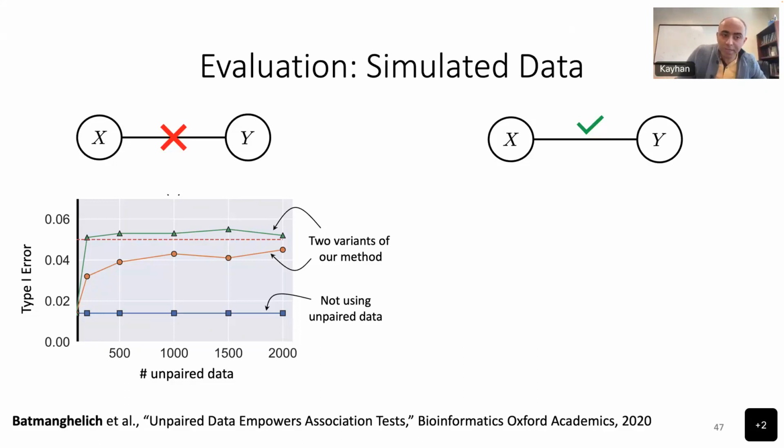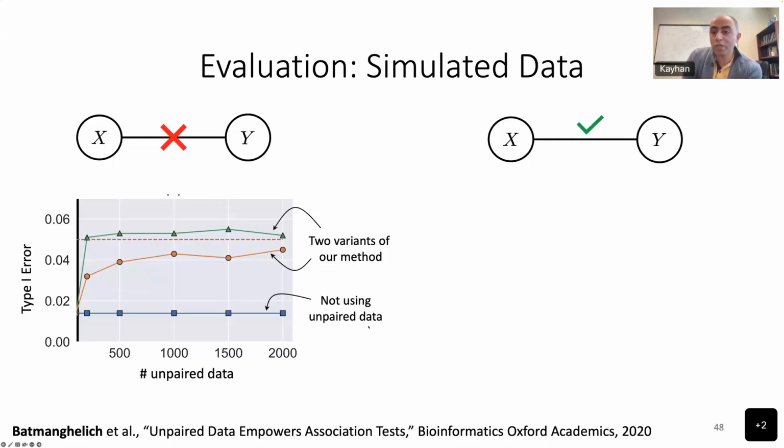A bad method basically, as you add more unpaired data set, may surpass the 5% nominal value that we use for rejecting the null hypothesis by a lot. But this method is well controlled, meaning that by adding more unpaired data set, you can have a good control. One variant is more conservative, the other variant is more aggressive. But they're all hovering around that nominal 5% that we want our false positive to be.